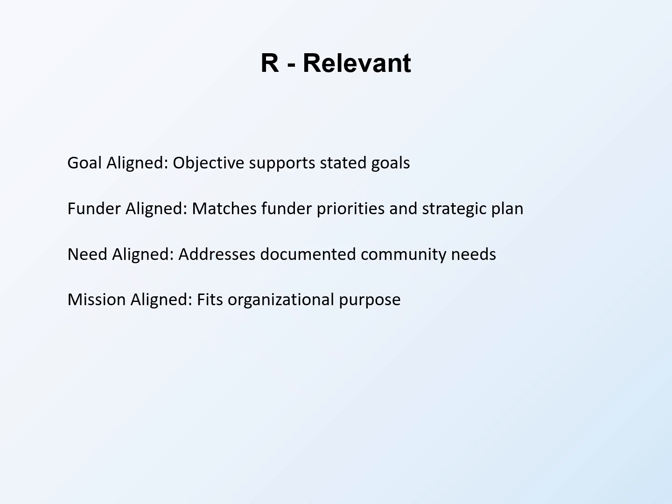Need-aligned means addressing documented community needs. Your needs assessment identified problems. Objectives should address those problems. Unconnected objectives are not relevant. Mission-aligned means fitting organizational purpose. Objectives should make sense for your organization. If an objective would be strange for your organization to pursue, it may not be relevant to include.